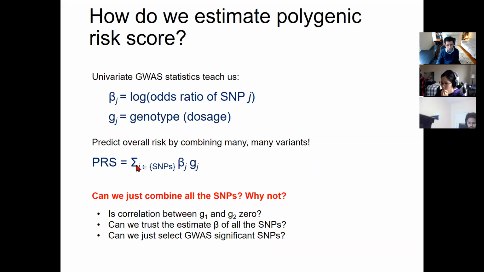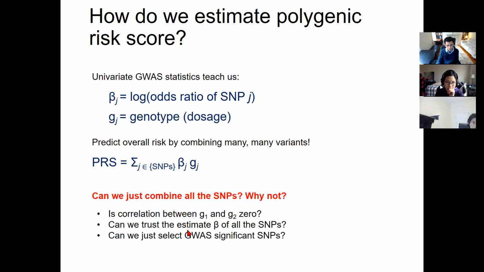So the polygenic risk score is the sum, over all SNPs, of the effect size of each individual variant times the number of variants that I carry at each of those positions, the number of alternate alleles. And the question is, can we just combine all the SNPs? Yes or no? If the correlation between any pair of variants is 0, then we can use an additive model.